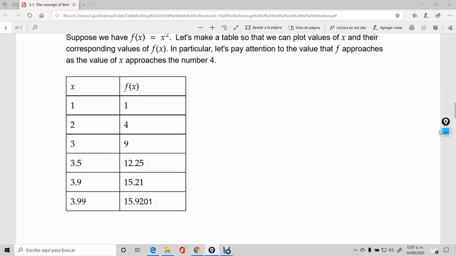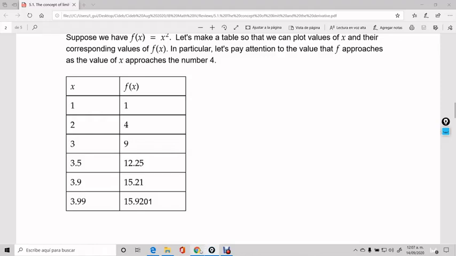3.99 squared is 15.9201, etc. So you can see that as x approaches the number 4, the values of f of x also approach a specific value. Can you see what value we're talking about? It's going to be 16, right? As x approaches 4, f of x will approach 16.